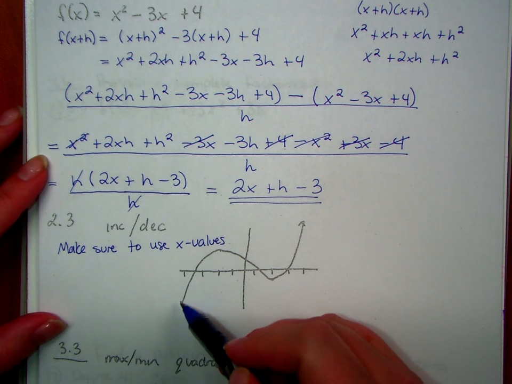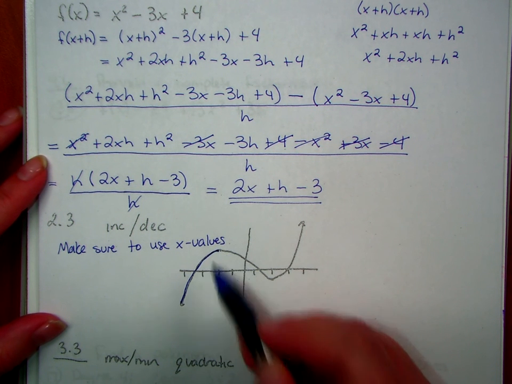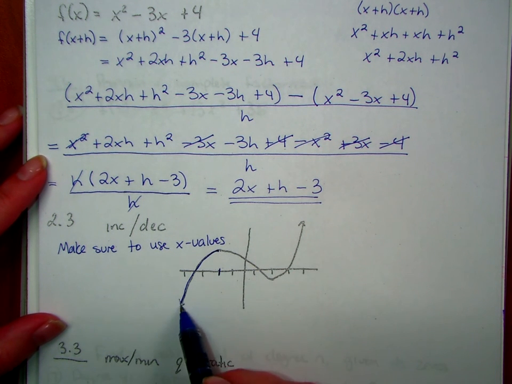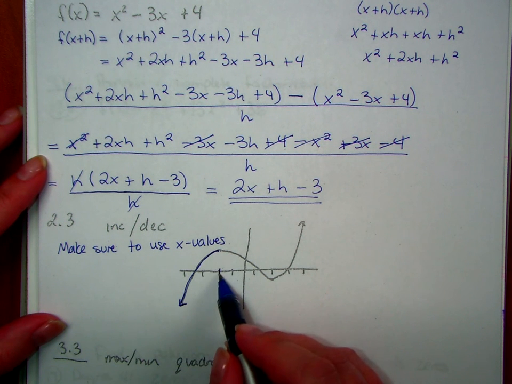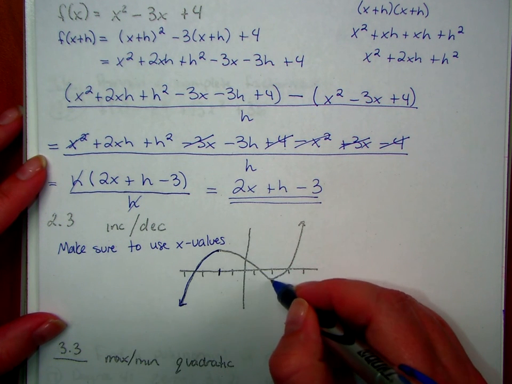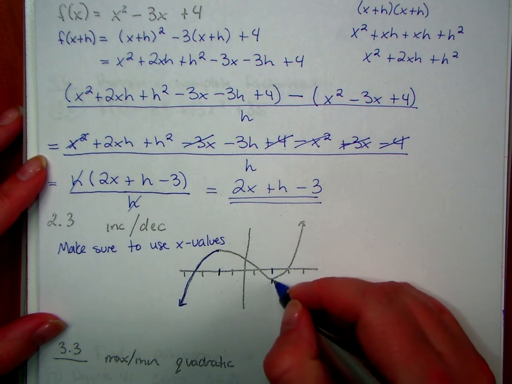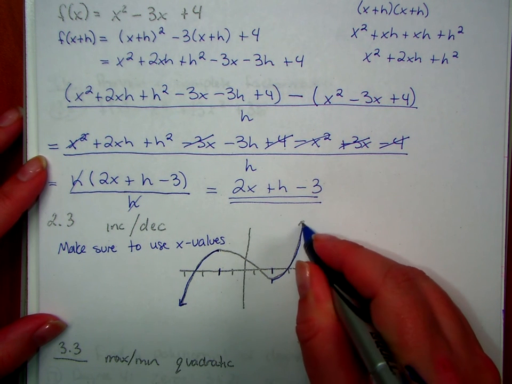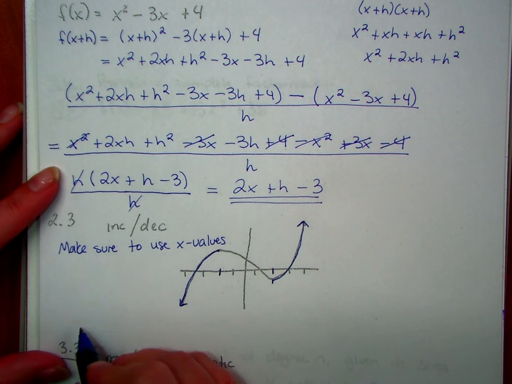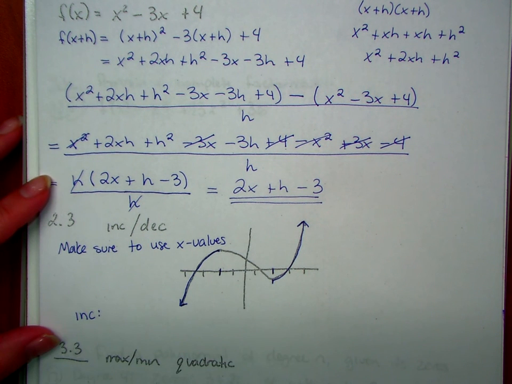So this function starts off increasing, right? And you can see that. So it's increasing basically until negative 2, right? And then the function starts to decrease, and it's decreasing basically to positive 2. And then it increases again, right, past 2. And so what we would do is we would write those in interval notation.